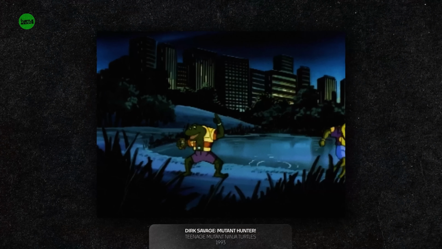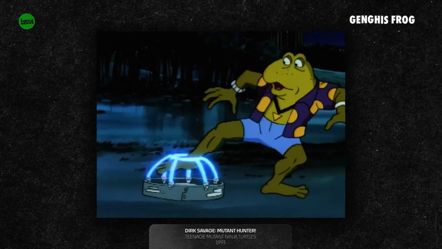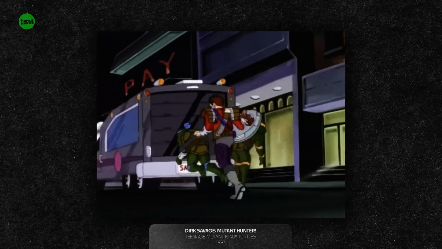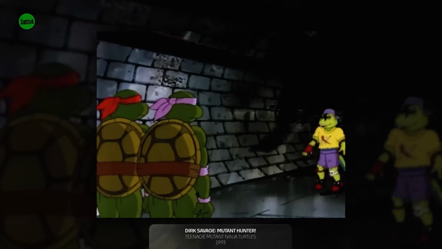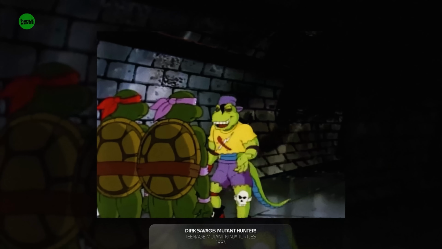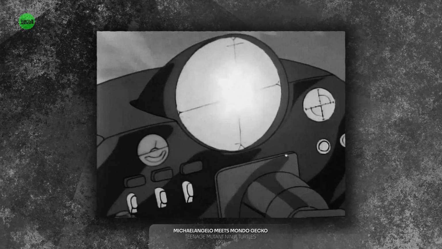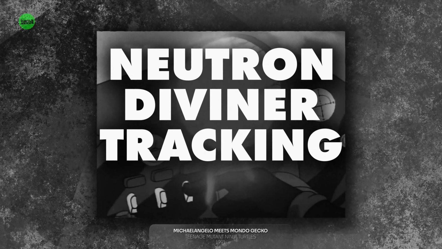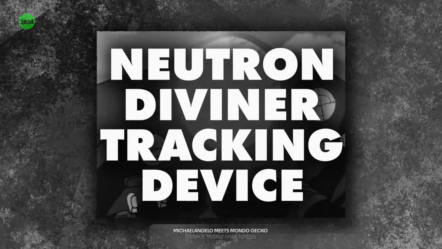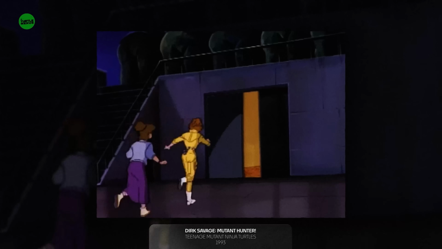After he successfully captured Napoleon Bonafrog, Genghis Frog, Mikey, and Leo, the rest of the turtles decided to ask Mondo for help. The idea was for Mondo to get himself captured so they could find their missing brothers. It's too bad they didn't have a neutron diviner tracking device at hand to track their biogenetic infrared codes.